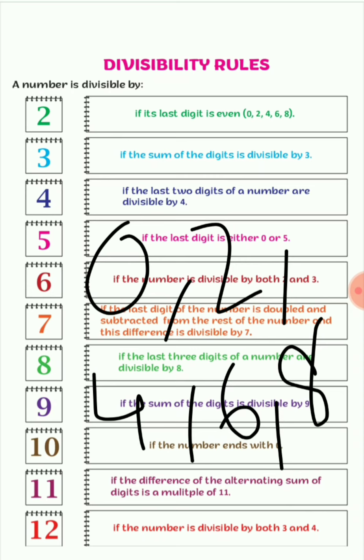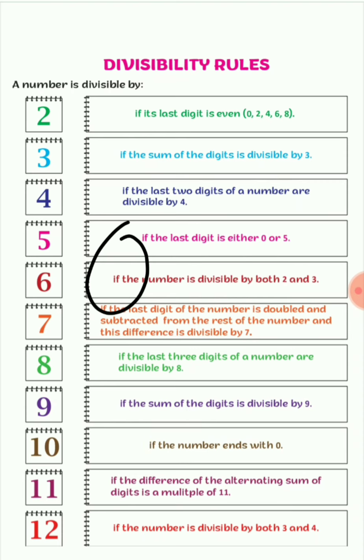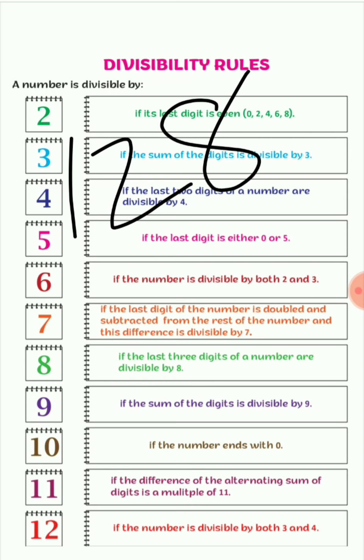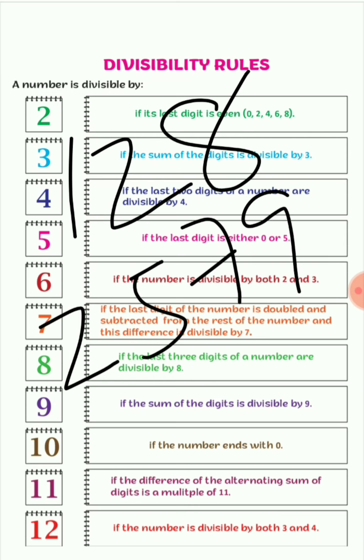Let's take an example. 1 2 8 and 2 5 7 9. Now this number 1 2 8, its last digit is 8, so it is divisible by 2. In this number, its last digit is 9, so it is not divisible by 2.